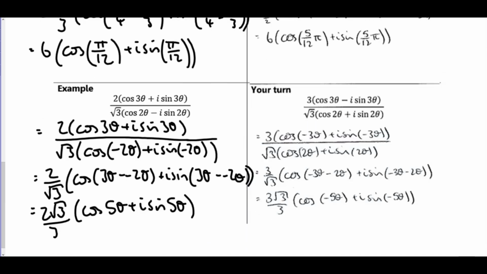And finally, for the last one, deal with the minus on the top. So that should change to minus 3 theta inside the brackets. Divide those moduli, so you get 3 over root 3, which just simplifies to root 3, and subtract that argument, which gives you minus 5 theta.